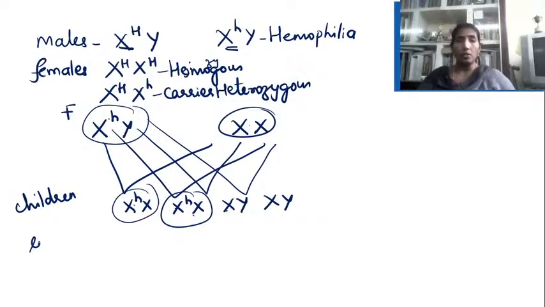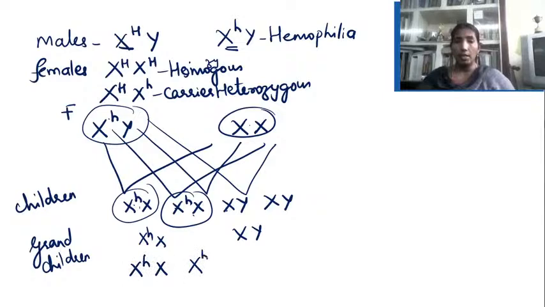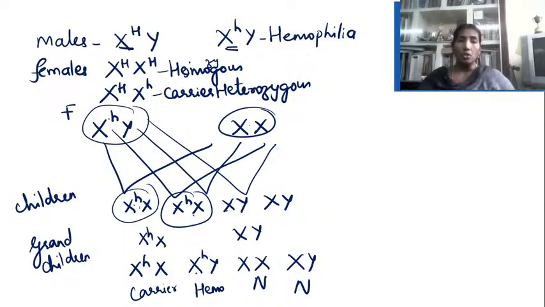And next, we will see what happens to their grandchildren. Suppose this fellow is getting married to this woman, she is getting married to another normal man. What all is possible that they can have? They can have XXH, XHY, XX and XY. So she will have a carrier daughter, she will have a hemophilic son, and these two will be normal. So you can see that it skips the generation. So here there is one child with hemophilia.